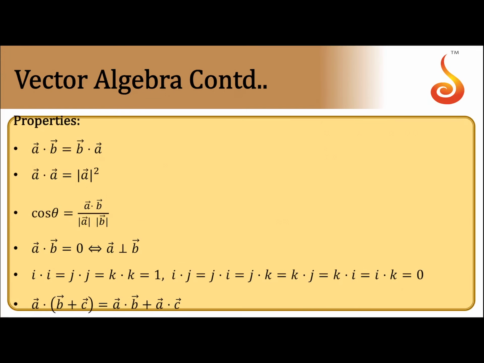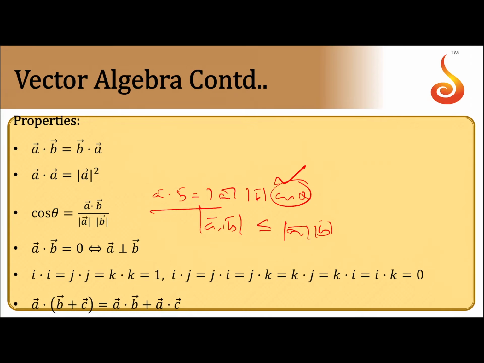The properties of the scalar product are given by A·B equals B·A. A·A is nothing but A². And cos θ: A·B is by basic definition |A||B| cos of the angle between them, but this formula can be written as cos θ = A·B by |A||B|. Remember, |A·B| will always be less than or equal to |A| multiplied by |B|. And the same way, A·A equals |A|².